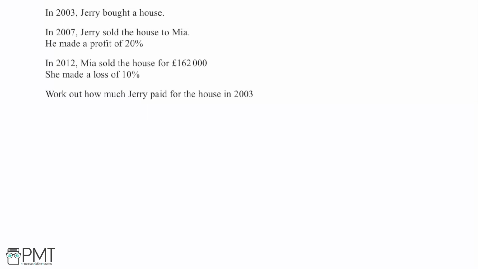So in this question, we're told that in 2003, Jerry bought a house. In 2007, Jerry sold the house to Mia and he made a profit of 20%. We're then told that in 2012, Mia sold the house for £162,000 and she made a loss of 10% on what she'd paid for it. We're asked to work out how much Jerry paid for the house in 2003, which is in the first line of the question up here.